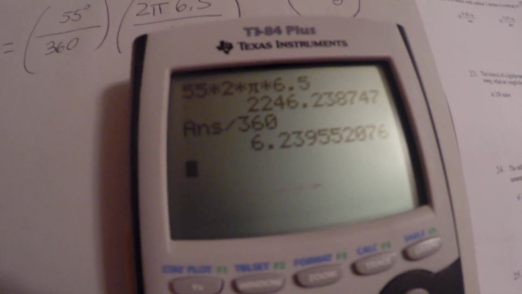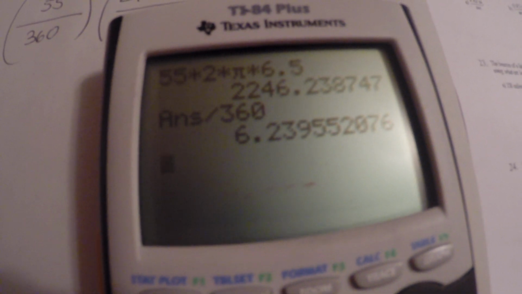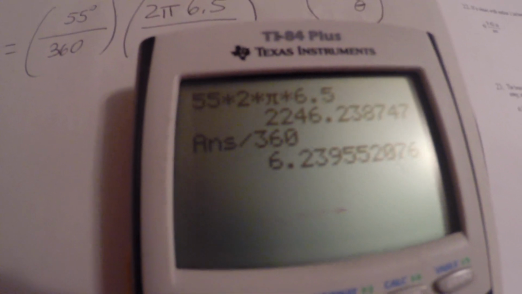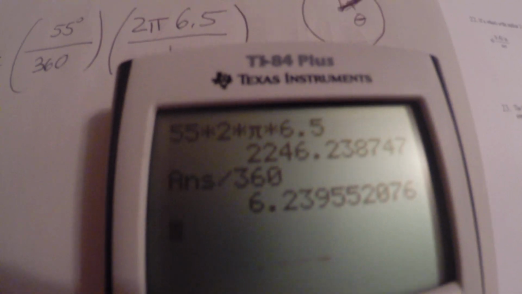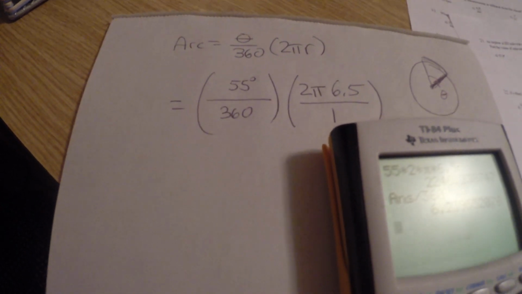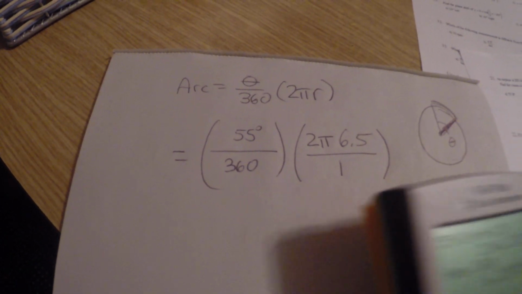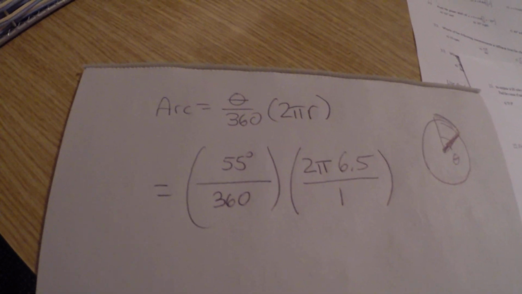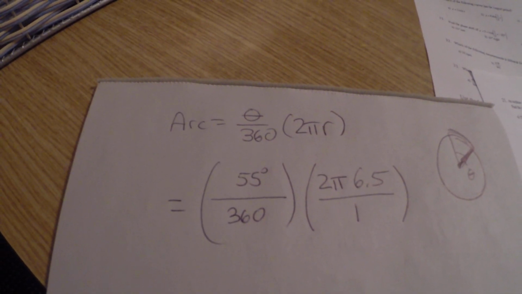All right, and so upon solving, we get 6.24. And if I look at my answer choices, the closest one to that is B. All right, there you go. It's pretty straightforward, actually. Looks a little difficult, but once you realize that it's just an arc length formula and you have the formula for arc length memorized, you're good to go.